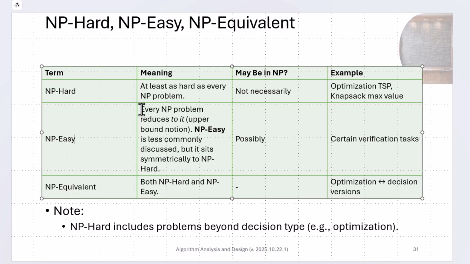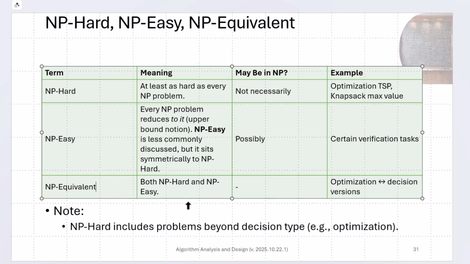NP-easy means it reduces to an NP problem, meaning an upper bound notation. NP-easy is less commonly discussed, but it sits symmetrically to NP-hard. It may be in NP or not. Certain verification tasks go into that. NP-equivalent means it's both NP-hard and NP-easy.